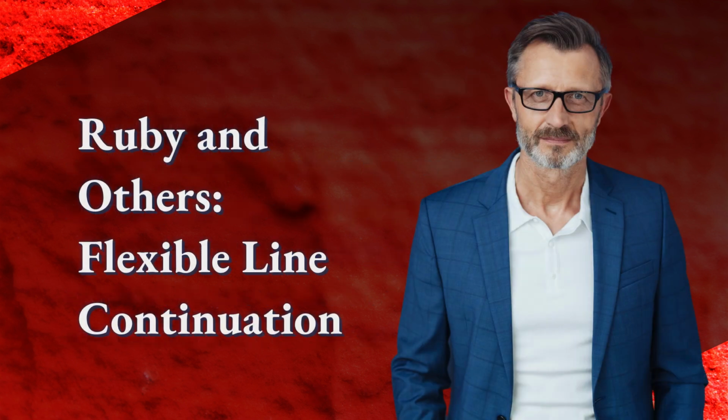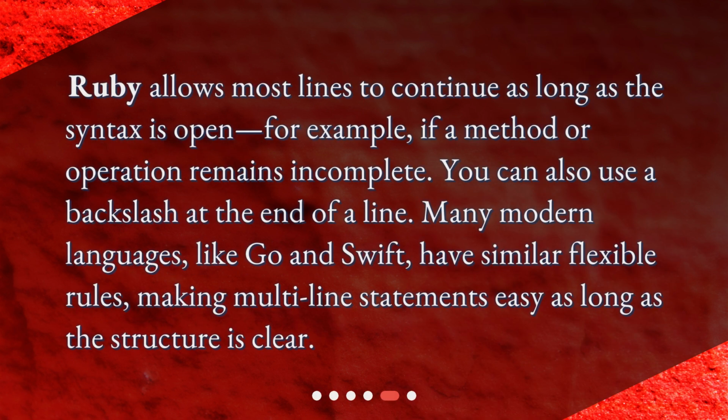Ruby and others, flexible line continuation. A dot allows most lines to continue as long as the syntax is open. For example, if a method or operation remains incomplete. You can also use a backslash at the end of a line. Many modern languages, like Go and Swift, have similar flexible rules, making multi-line statements easy as long as the structure is clear.